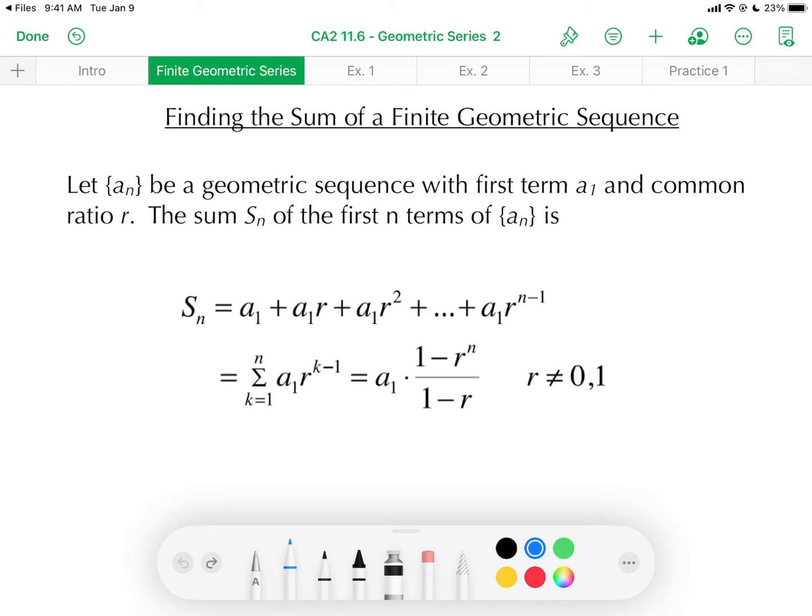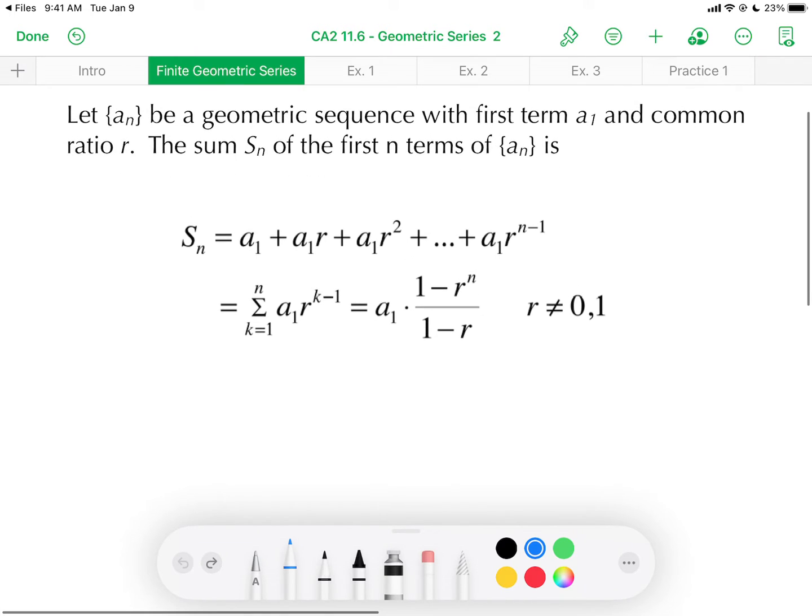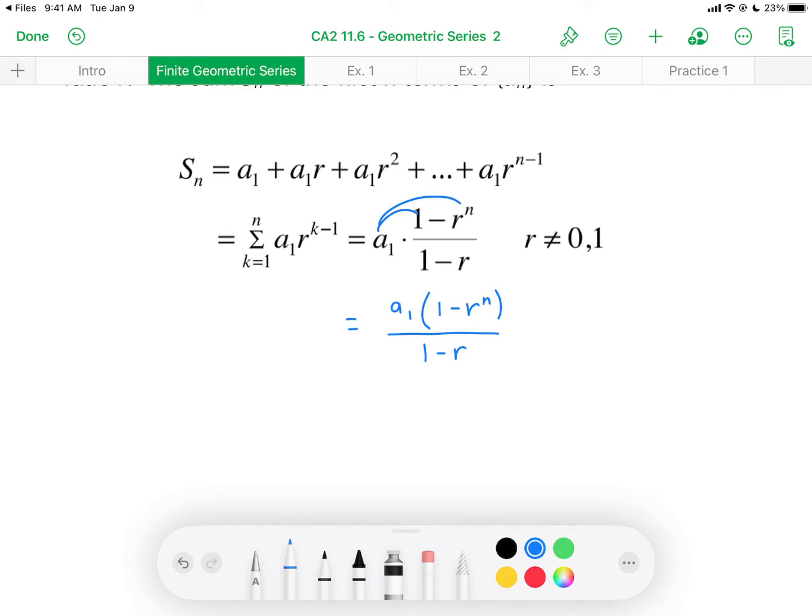The sum S sub n of the first n terms of this sequence can be found with the following formula. A sub 1 multiplied by 1 minus R to the power of n over 1 minus R. So you are going to sometimes see it written a little differently. You could distribute this A sub 1 up into the numerator, and you might see it as A sub 1 multiplied by 1 minus R to the power of n all over 1 minus R. Or you could see it like this. This is where the distribution really is.